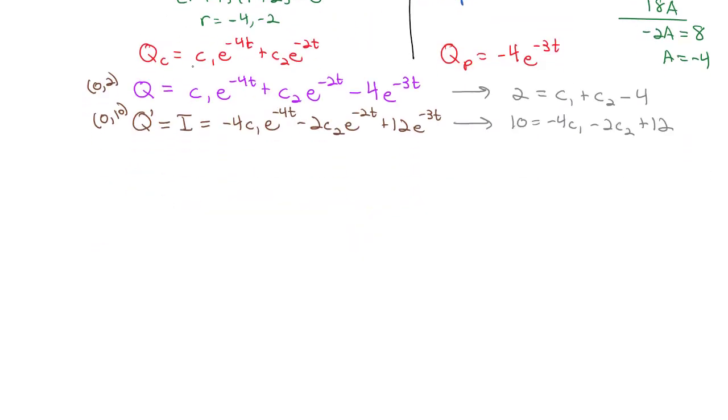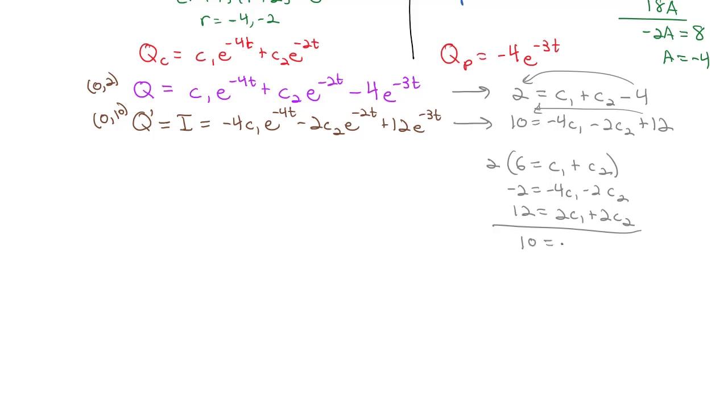Scrolling to get some room to solve these, I'm going to move the negative 4 over and the 12 over. So that way my equations become 2 plus 4 is 6 equals C1 plus C2, and 10 minus 12 is negative 2 equals negative 4 C1 minus 2 C2. Let's multiply that first equation by 2. That'll give us 12 equals 2C1 plus 2C2.